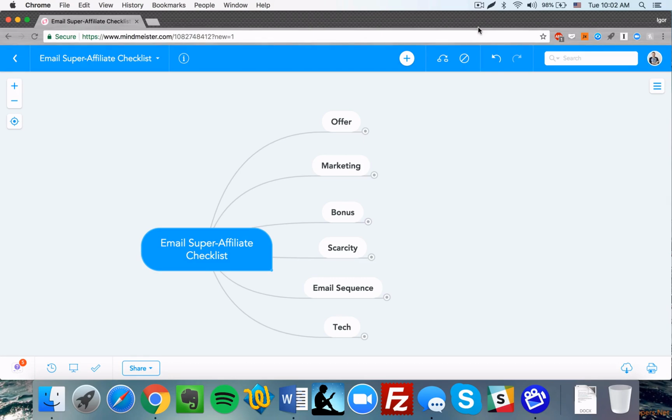My goal with this checklist is to make sure that every email super affiliate campaign you run goes smoothly. For that to happen, you need clarity. And the reason clarity is often so difficult to achieve when you're promoting affiliate products online is because, first off, there's many things you could be doing, but there's also this element of plate spinning.